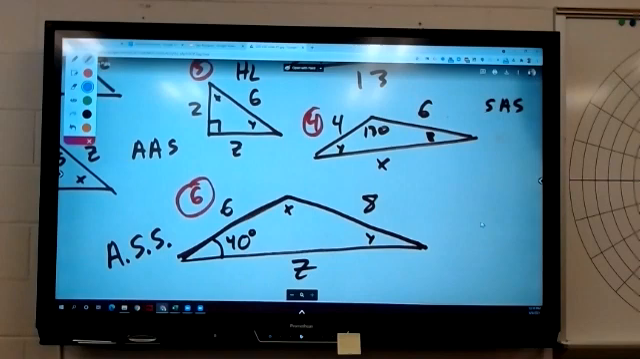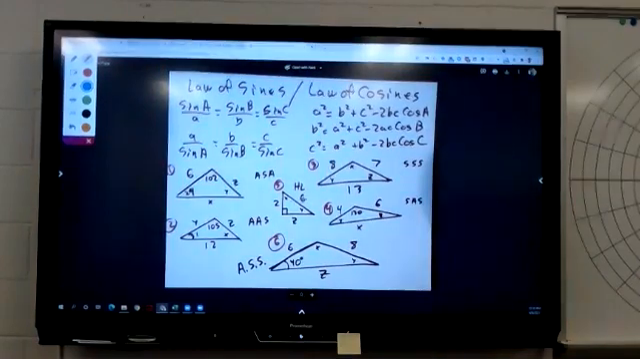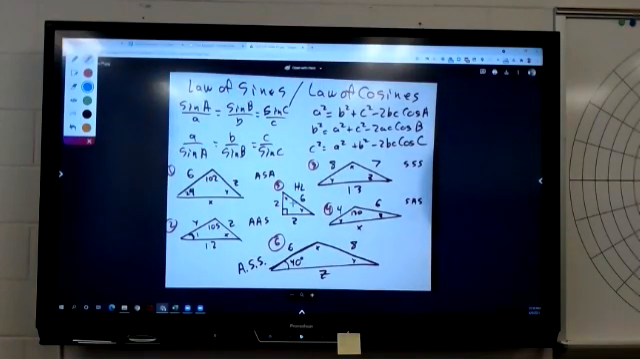And number 6, what are we gonna do? Law of cosines is possible, but man, would that be a pain in the wazoo. It's probably gonna be law of sines. How come law of sines would be a good one here? You got the 40 and the 8. I agree with you. So those 6 problems are due Friday.